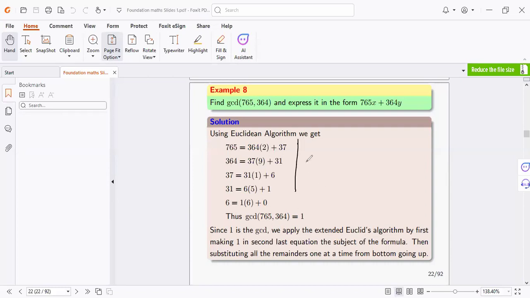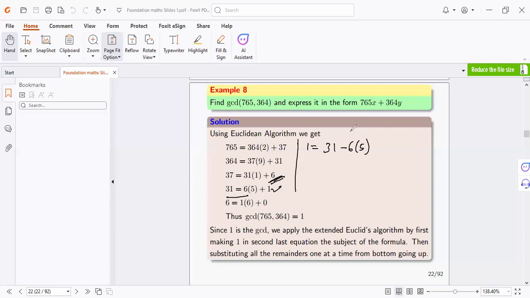Now we make this one the subject of the formula. This one will be the same as that 1 minus, this one crosses the equal sign, becomes minus 6 times that. Now this remainder, we now substitute. We've already done with this remainder. We are already done with that. This remainder is what we have here. Now the next remainder is what we substitute.